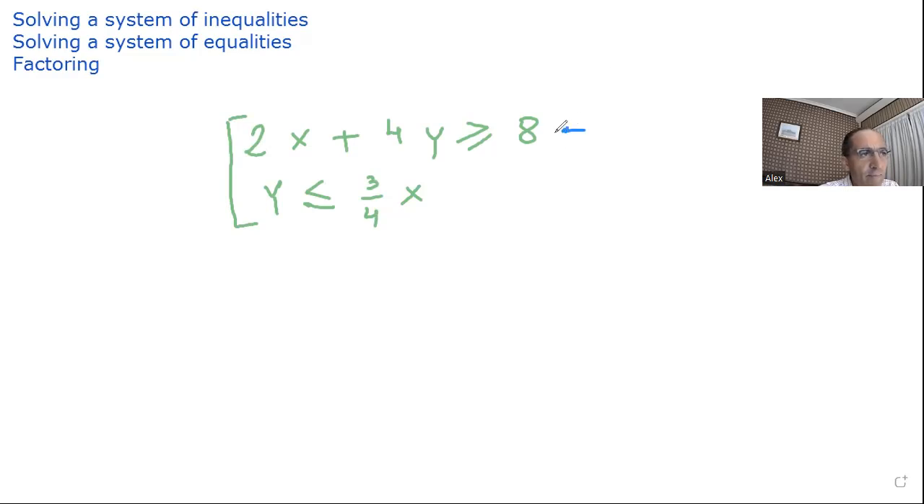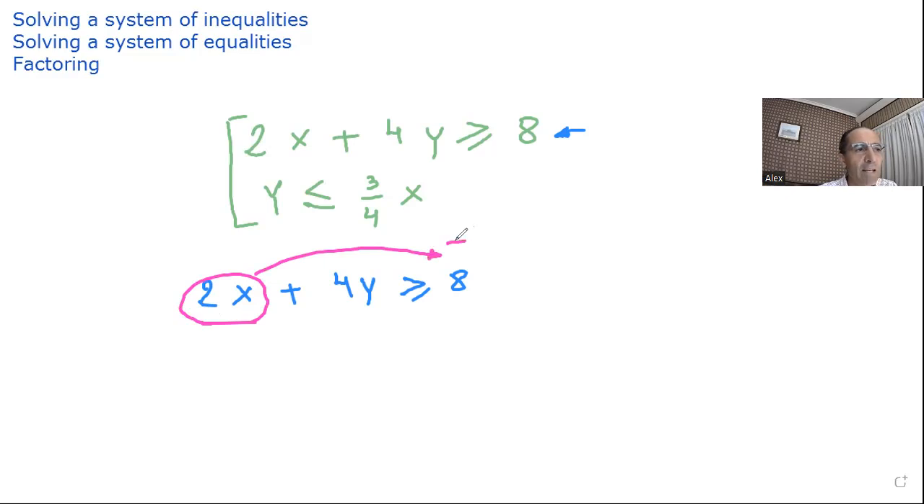We shall begin with the first inequality. We will write it down here again, 2x plus 4y is greater than or equal to 8. The first thing to do would be to leave alone the y on one side of the inequality. So in order to get rid of the 2x, we will subtract 2x from both sides. That would seem as taking this to the other side and changing the sign to a minus. So we would get 4y is greater or equal to minus 2x plus 8.